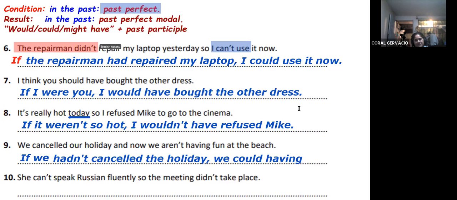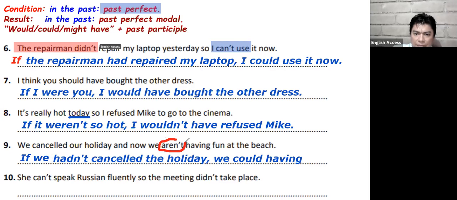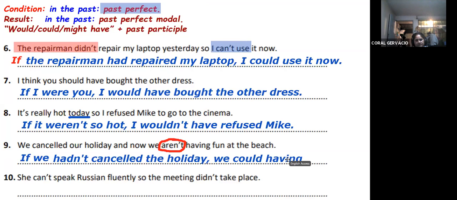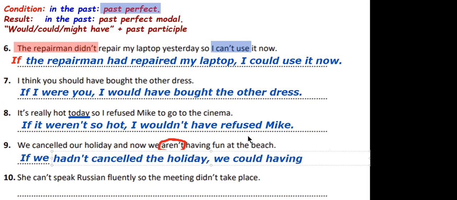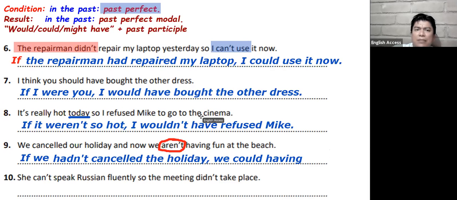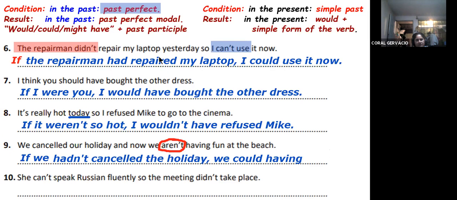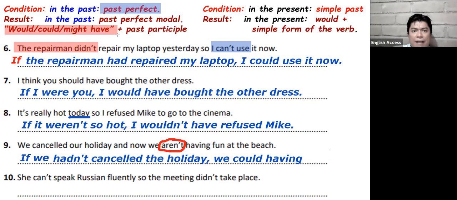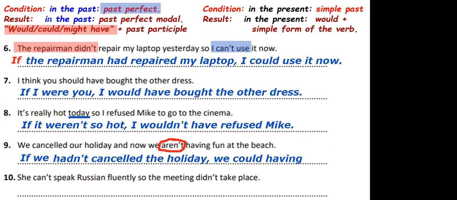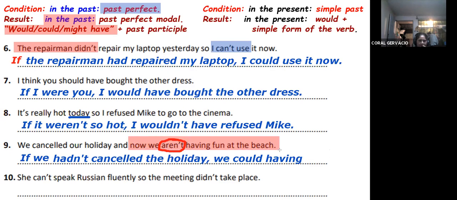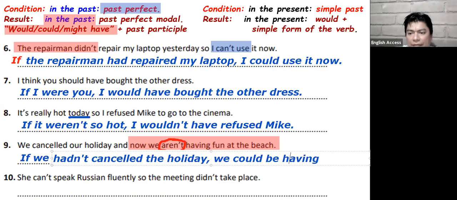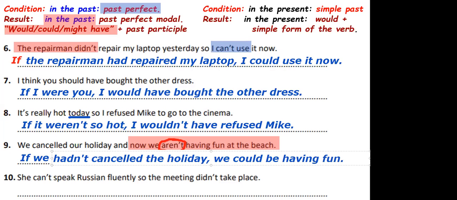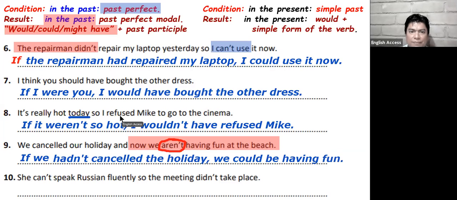Maybe, but I see this in the sentence: we could have been. Could have been, is that in the present or the past? We aren't having fun. No, that's present. We could be having fun. There you go.